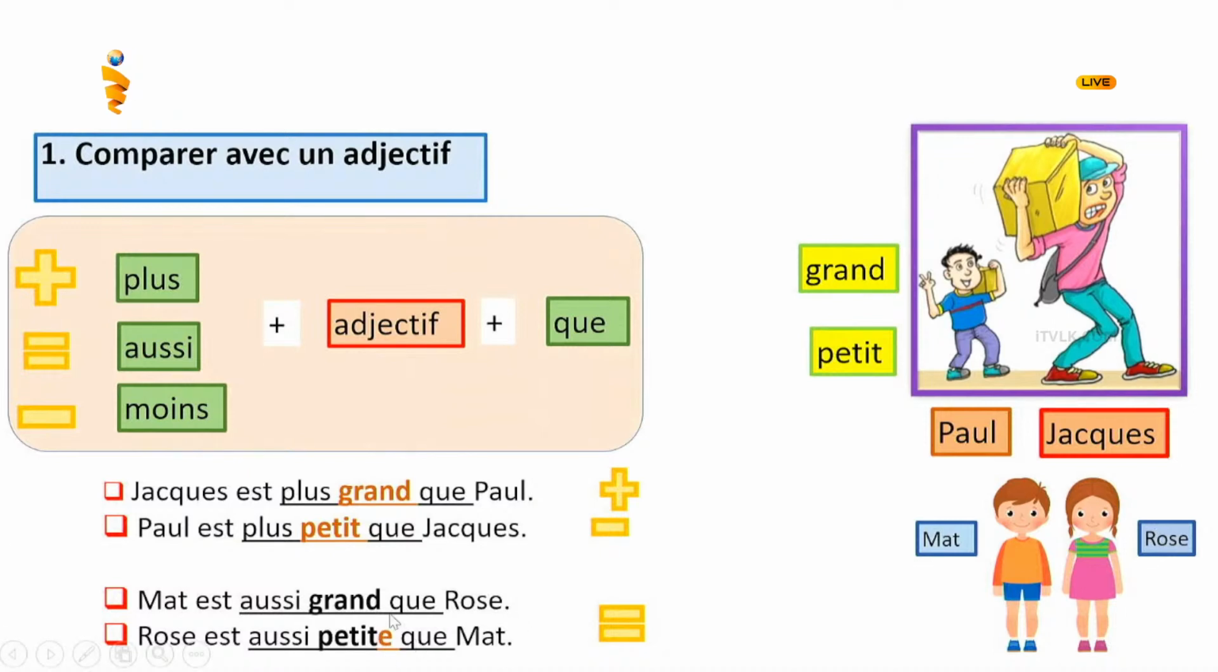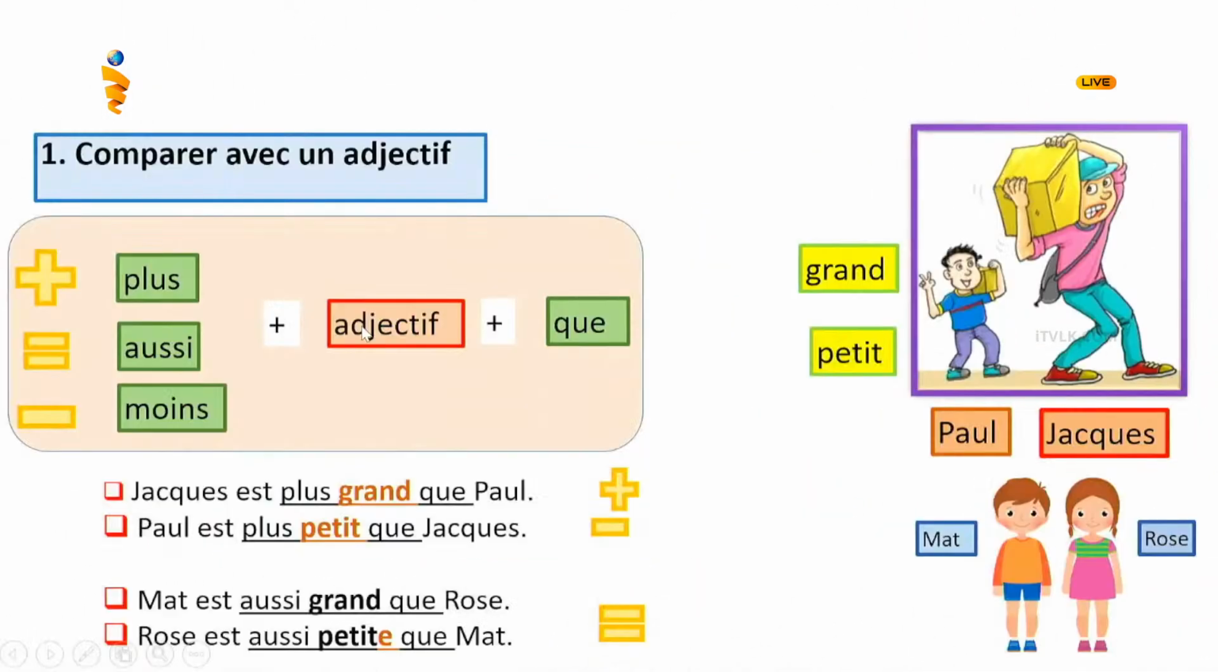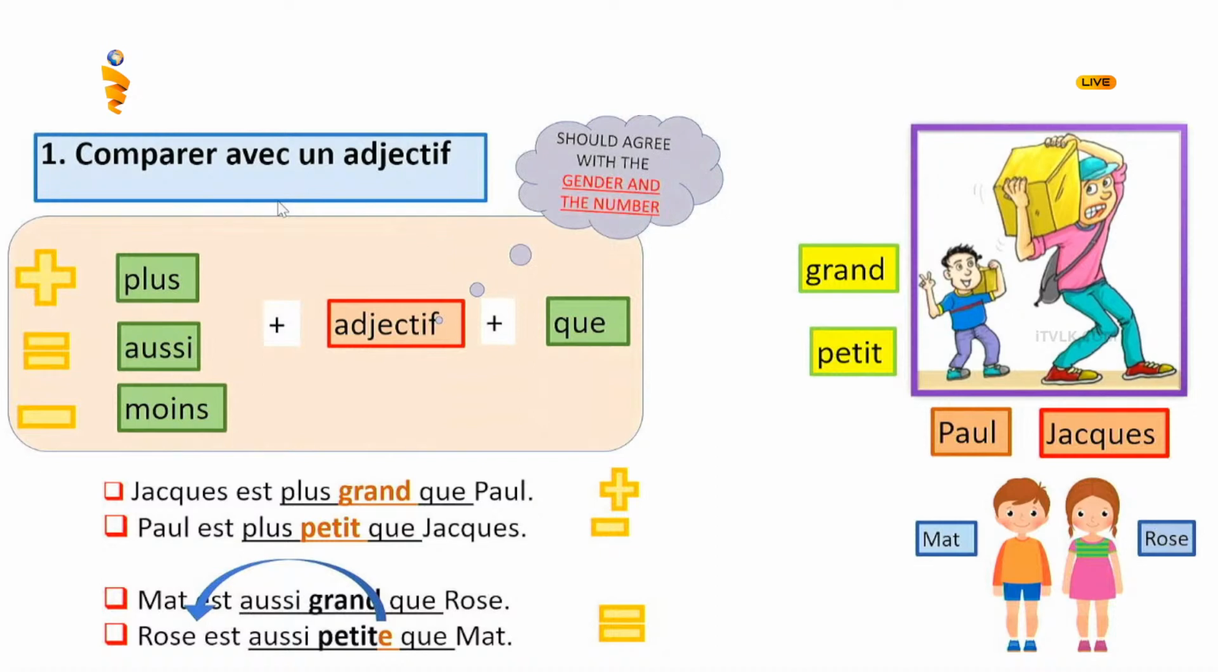There I have highlighted the E at the end, petite. Why do you have E at the end, children? Because you should remember the adjective lesson. When we were talking about adjectives, can you remember we had to agree with the gender and the number? We didn't do this in English, but in French we have to do this. Here Rose is feminine, so we have to agree with the gender of Rose and have E at the end of the adjective. That becomes petite. Since we are comparing with adjectives here, we have to remember that rule: if you are using an adjective to compare, we should agree with the gender and the number.